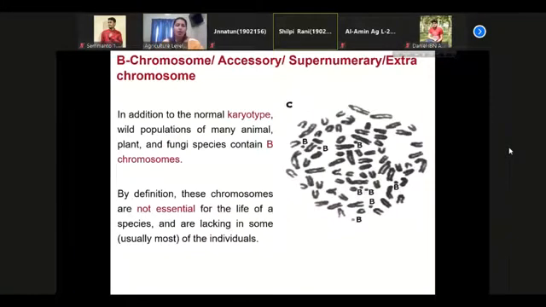Today we will also talk about the B chromosome. These are extra chromosomes.